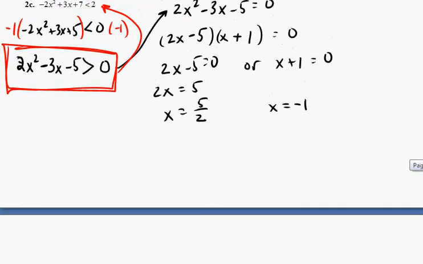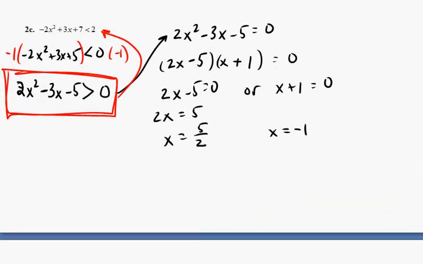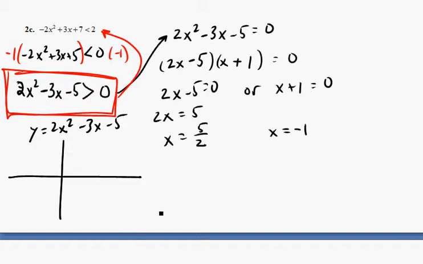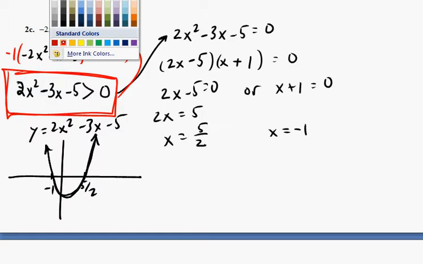And again, what I'm going to do is use a graph to try to help us figure this out. Let's consider the graph of y equals 2x squared minus 3x minus 5. That parabola would have x-intercepts at 5/2 and negative 1. And this 2 is positive, which means the parabola would open up. And again, this time we want to figure out where the outputs of this parabola are greater than 0. Greater than, but not equal to.